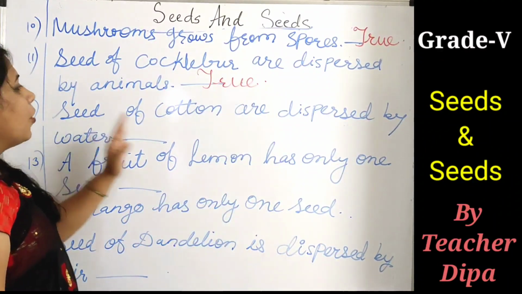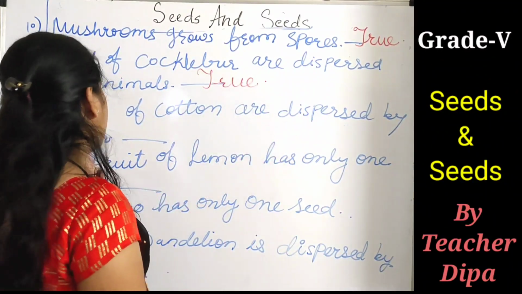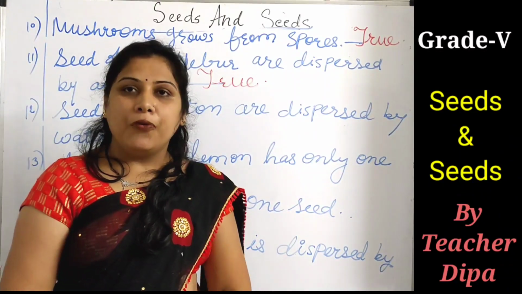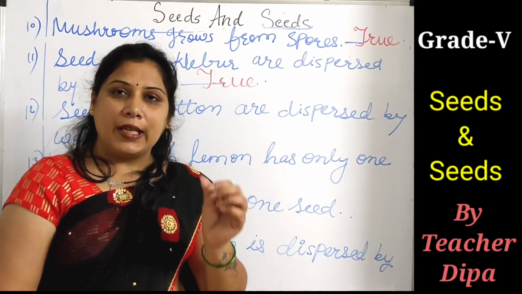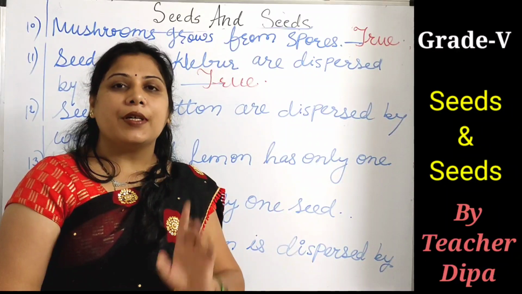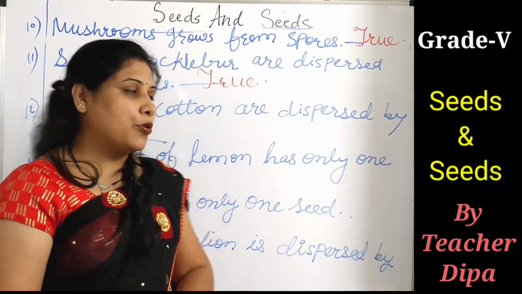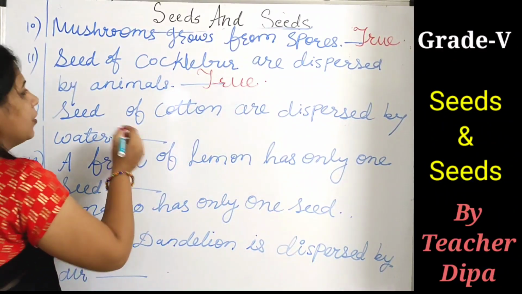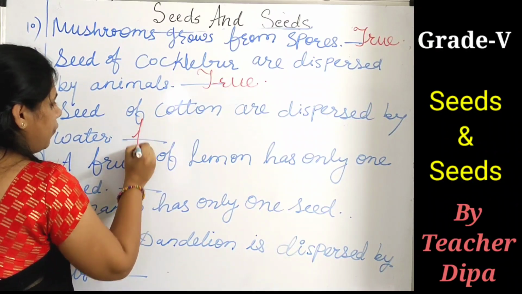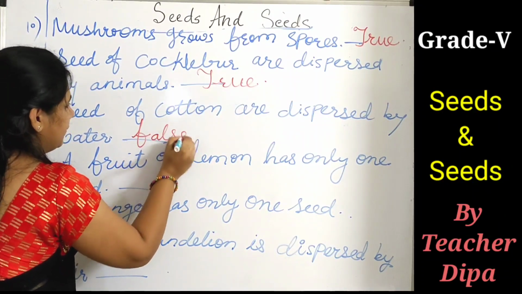Next is, seeds of cotton are dispersed by water. No, we all know cotton is very light and it gets dispersed by animals or air. So it cannot get dispersed by water. So the answer for this is false. It is a very false statement.